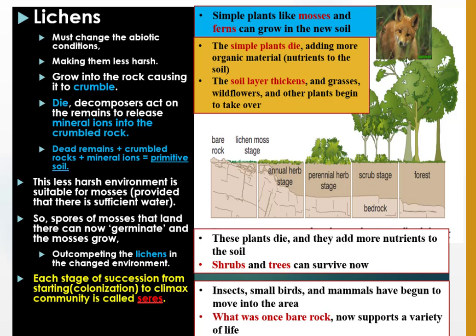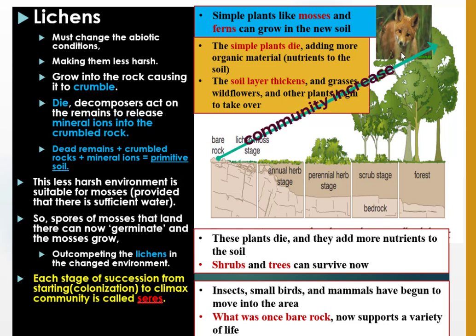By outcompeting lichens, simple plants like mosses and ferns start to grow in this newly developed soil. Simple plants die, adding more organic nutrients and mineral substances to the soil. This accumulation of mineral substances makes the soil layer thicker, and the bedrock becomes thinner due to crumbling. Then grasses, wildflowers, and other plants begin to grow in this habitat.